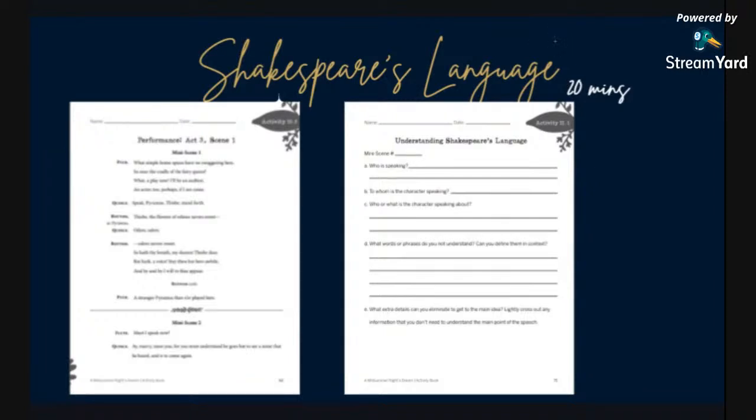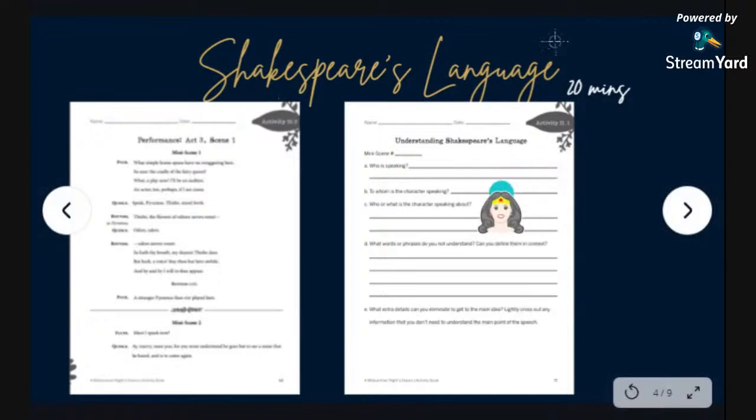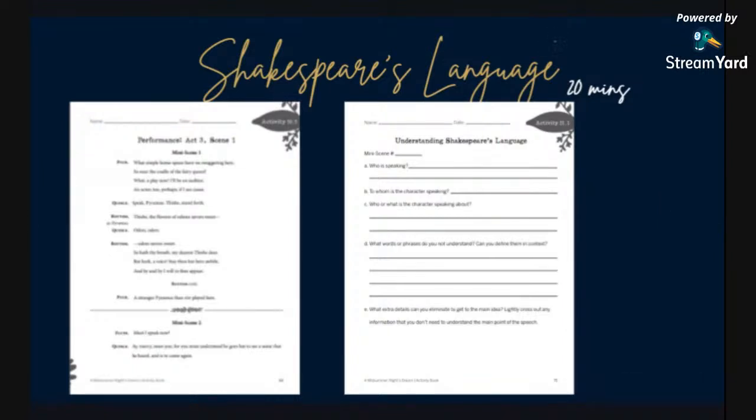Each group will look at its mini scene and use the key questions on activity page 11.1 to analyze it, using their work from the previous lesson to help them. The teacher will point out that for activity page 11.1, because the scenes have more than one character speaking, there will be more than one answer for some of the questions.